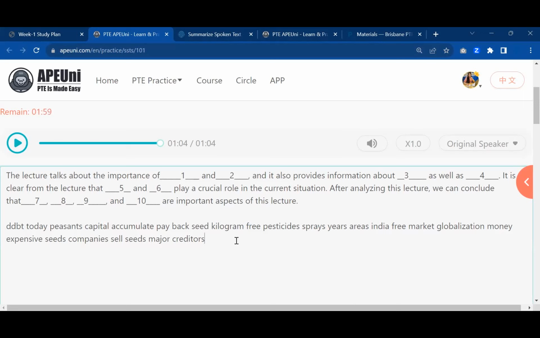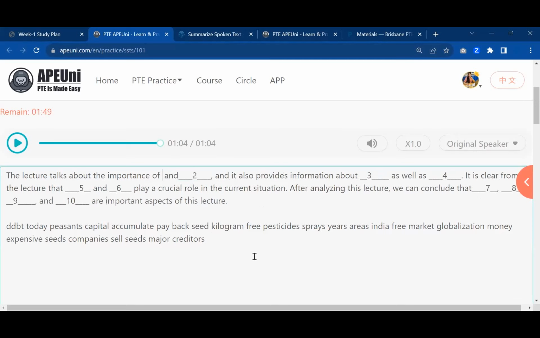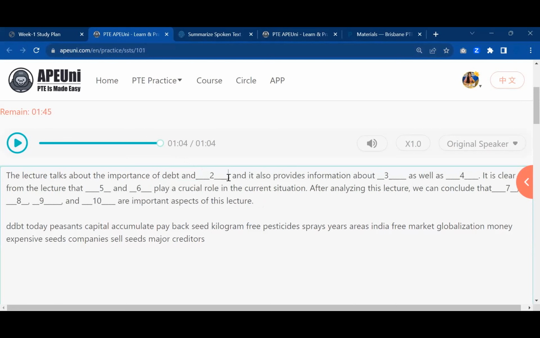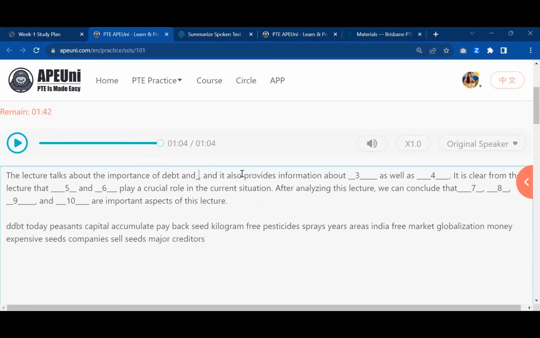Now let's just select our nouns, right? We are just trying to look for more nouns or any words. So let's choose the bigger words: the importance of debt and what was it? Peasants, right?